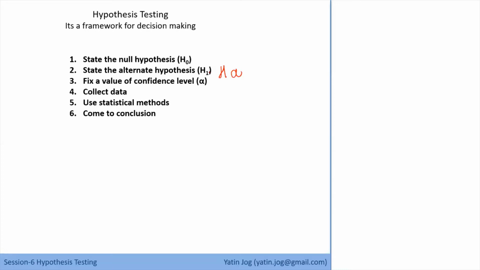Once you have H0 and H1 in place, then you have to fix the confidence level. The confidence level by default is 95%, but the confidence level for your analysis can vary from 40% to 100%, any value you can take. So when I say the term confidence level, this term is linked with significance level, because at the end, what we do in analysis is we try to check what is the significance of my analysis based on my confidence level.